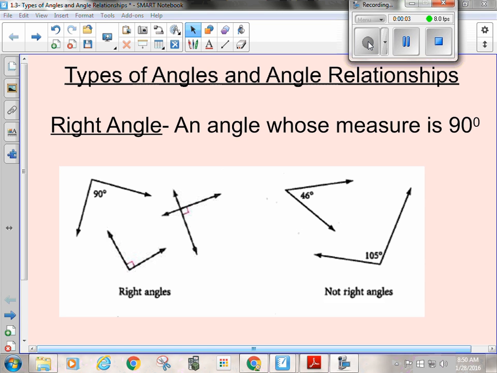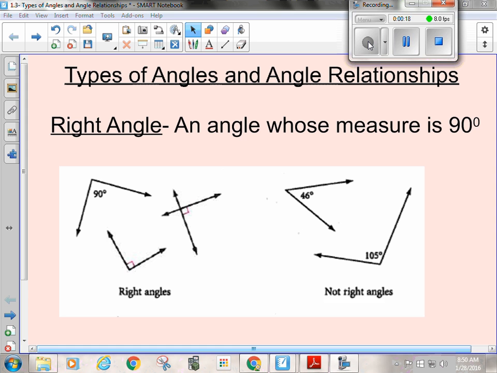Good morning, class. Today we're going to cover types of angles and angle relationships for 1.3. Today's going to be, again, just some definitions and some diagrams, so make sure you're getting the definitions and a couple of diagrams jotted down in your notes.